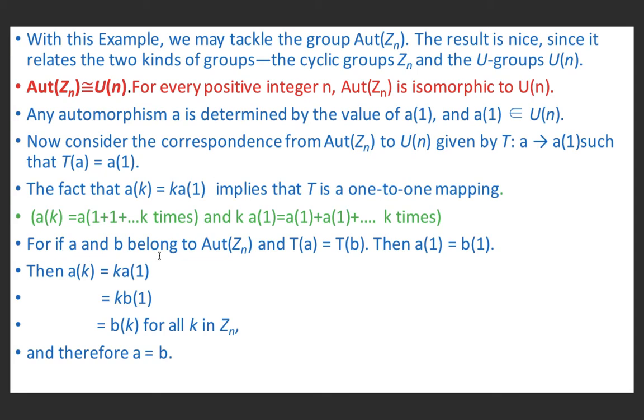If A and B belong to automorphism of Zn, and T(A) is equal to T(B), then T(A) is A(1) and T(B) is B(1). So A(1) is equal to B(1). It means A(k) is equal to k·A(1), and A(1) is nothing but B(1). So it is k·B(1), and k·B(1) is nothing but B(k) for all k in Z. It means A is equal to B. So T(A) equal to T(B) implies A equal to B. So T is a 1-to-1 mapping.